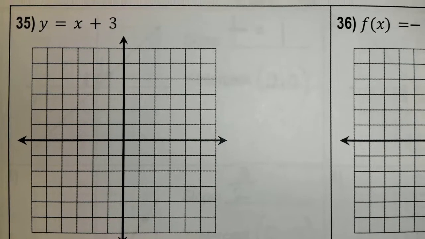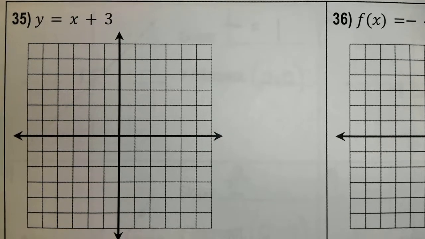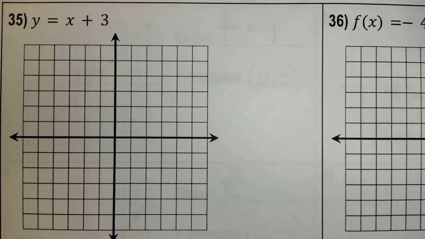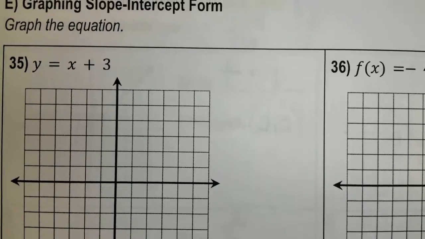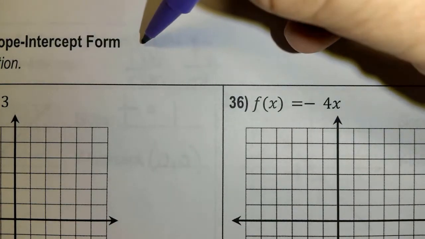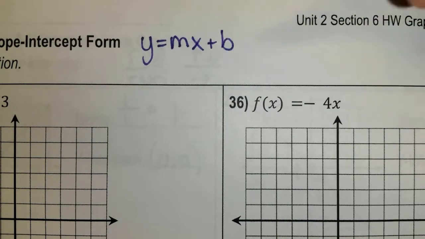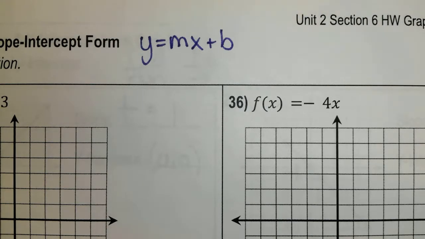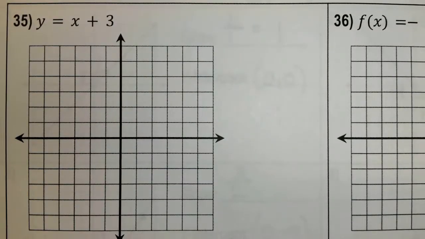What I like to do, at least when I'm teaching this, if you're new to graphing, it might help if I label this. So we know our equation, because this is slope-intercept form, okay? And real quick, we know slope-intercept form is y equals mx plus b, where m is the slope, b is the y-intercept. We already went over that, so I'm just refreshing your memory.